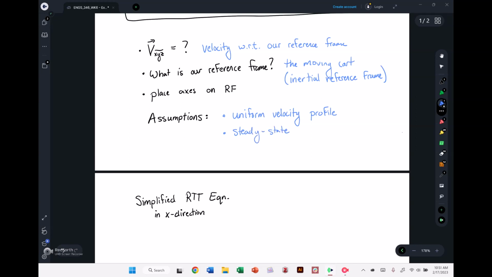We're also going to assume this is steady state. The cart, at this point at least, doesn't accelerate. Okay, so there's no acceleration. We have this inertial reference frame.